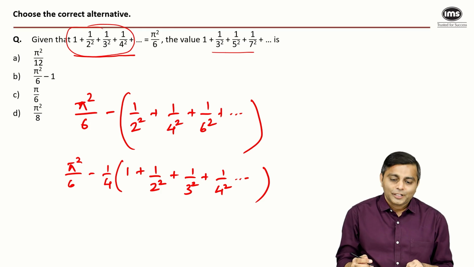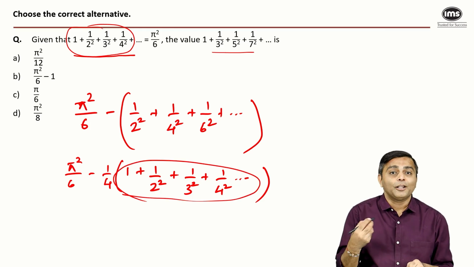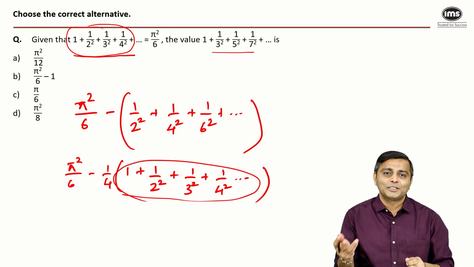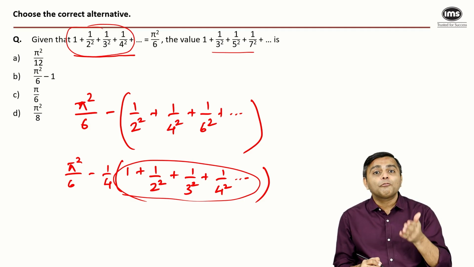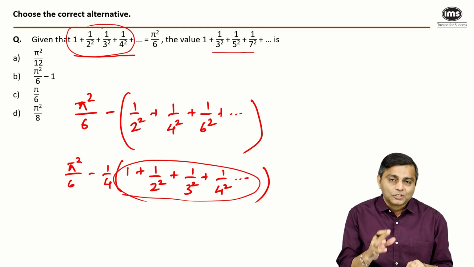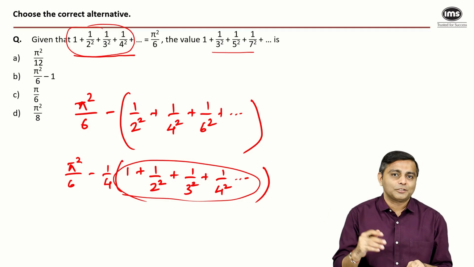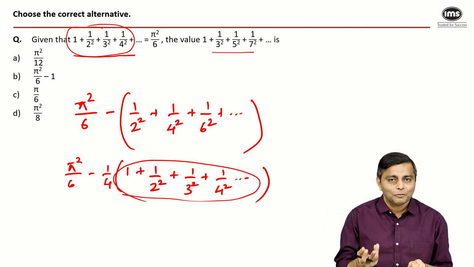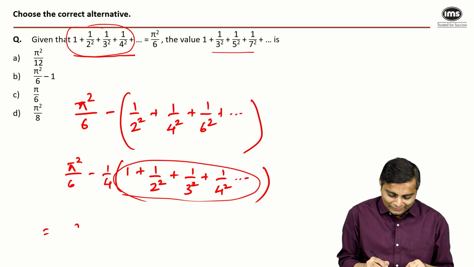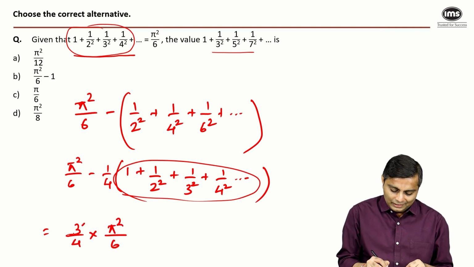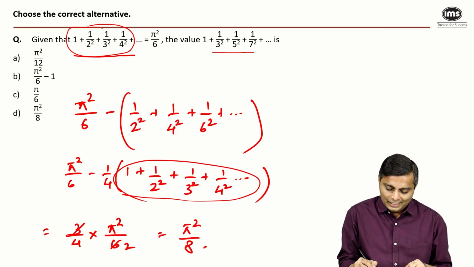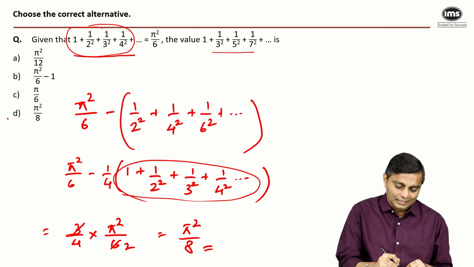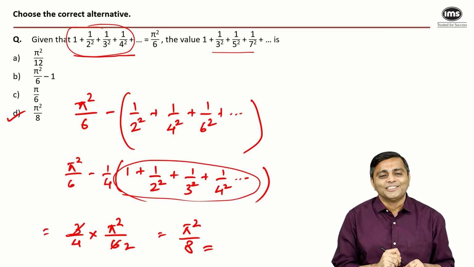So if you see, the beauty is that this is nothing but what we already know is given, pi square by 6. So essentially it is nothing but pi square by 6 minus 1/4 of pi square by 6. What is left? 3/4 of pi square by 6. So the final answer is 3/4 of pi square by 6. So this is going to cancel 2 times, and what I am left with is pi square by 8. That's about it. Do we have that? Yes. Option D is going to be the answer here.